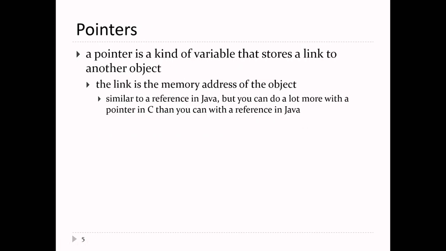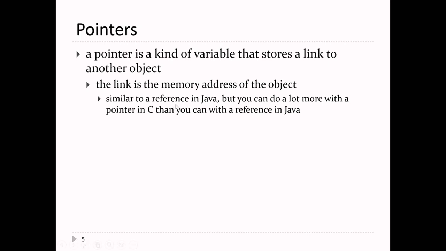Okay, and this is the part that's new. It's going to be new to most of you. C has this thing called a pointer. A pointer is a variable that stores a link to another object. So right away, it kind of sounds like a reference from Java or Python, and it sort of is a reference. In C, that link is specifically the memory address of an object. So in other words, a pointer stores the memory address of an object.